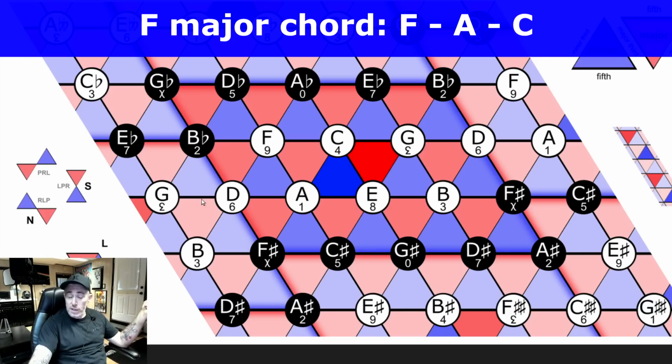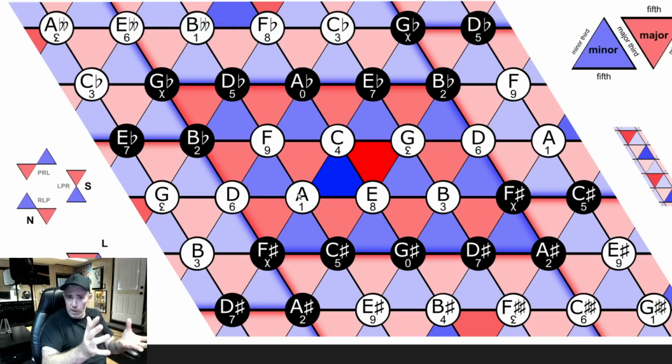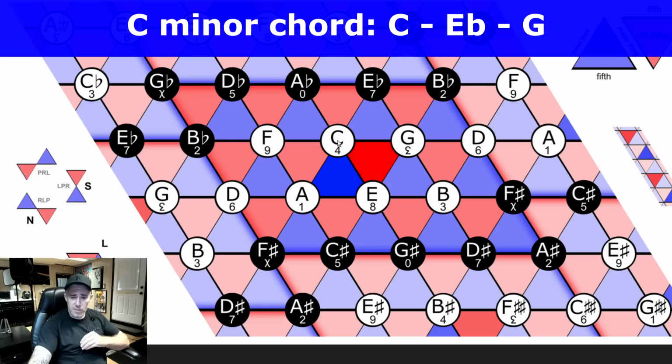What are the notes of a D major chord? Start on the note D: D, F sharp, A. You see what I mean? It doesn't matter what your starting point is, you just do the same little downward triangle, and that gives you your major triad. What if you want a minor triad? Let's try that. Start on the note C: C, E flat, G. Those are the 3 notes that form a C minor triad.